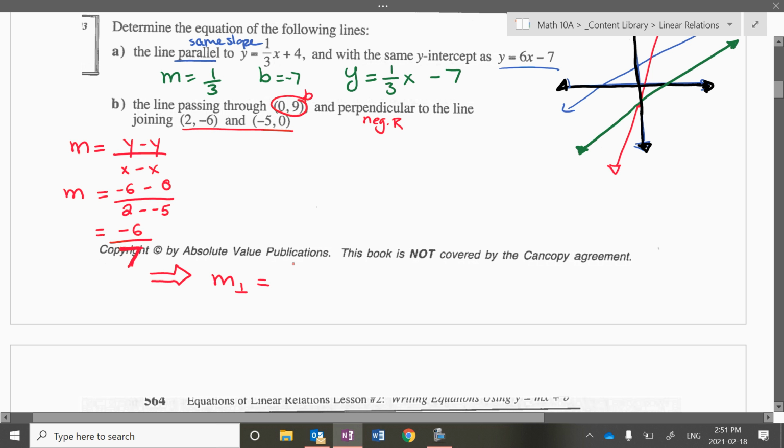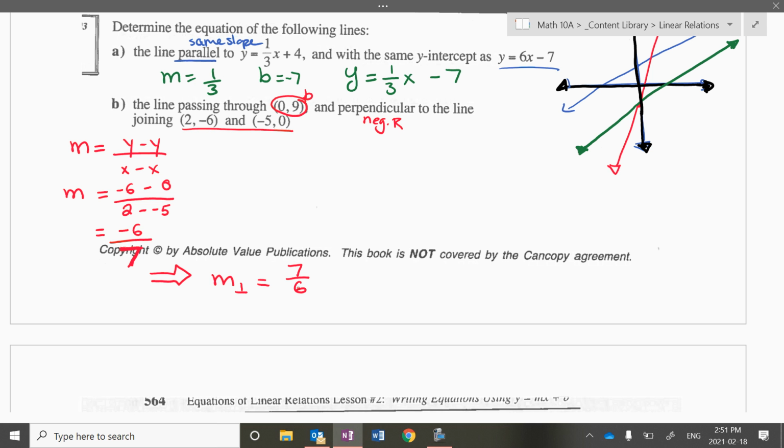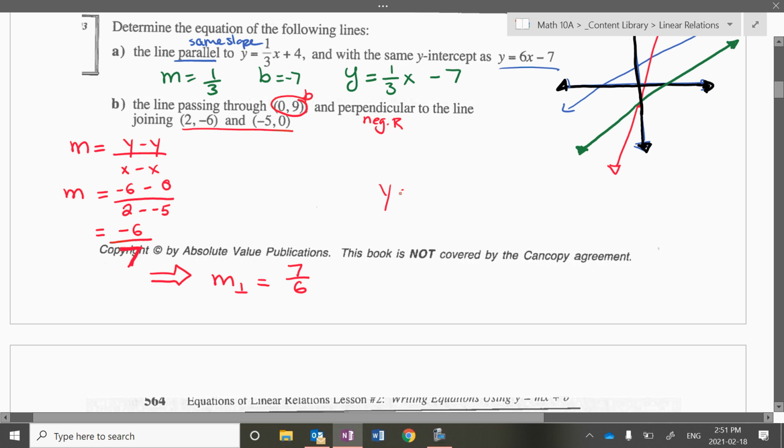Close. So we reciprocate it, so I get 7/6, and then we change our sign, so it becomes a positive slope. So our new graph has a positive slope of 7/6, and it passes through the point (0, 9), so that's our y-intercept already. So overall, we get 7/6x plus 9.